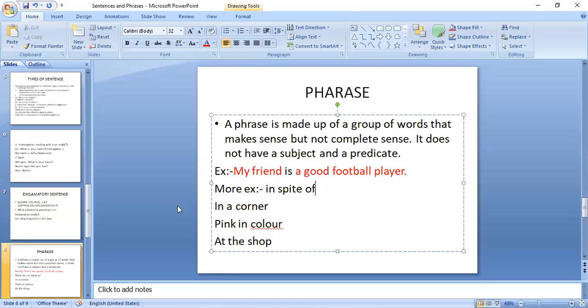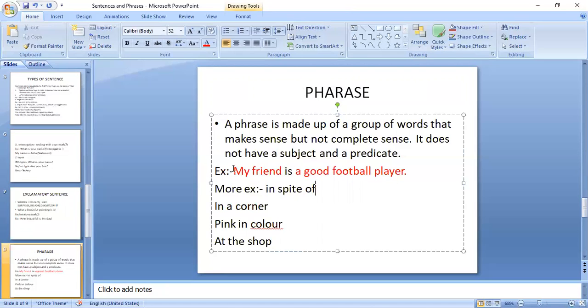Phrases do not have a subject or predicate, and phrases do not make complete sense. They cannot stand by themselves.